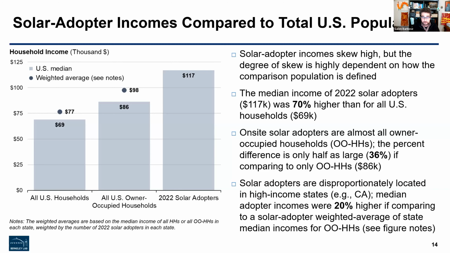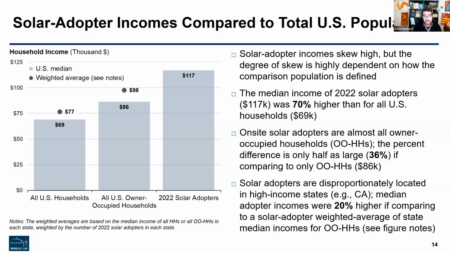Now, part of that gap, of course, reflects the fact that solar adopters consist almost entirely, perhaps almost by definition, of owner-occupied households. And owner-occupied households themselves tend to skew high in terms of income. And so when we compare just to the median income of all owner-occupied households in the US, that gap declines. The percentage difference basically gets cut in half, down to 36%. That's when comparing to that middle bar there.